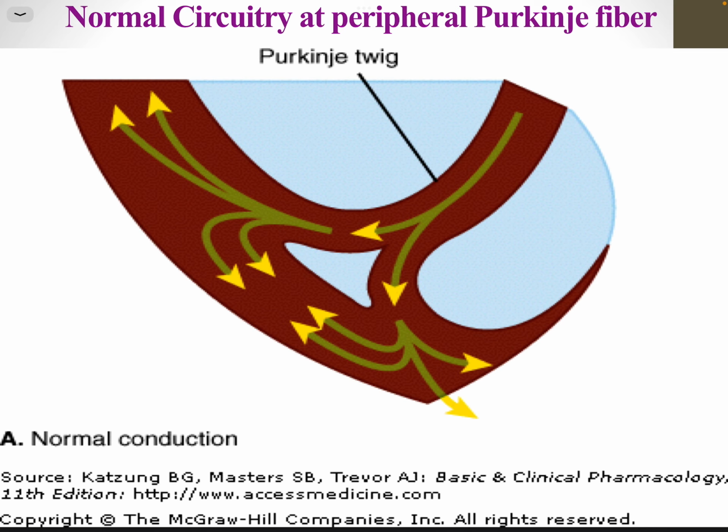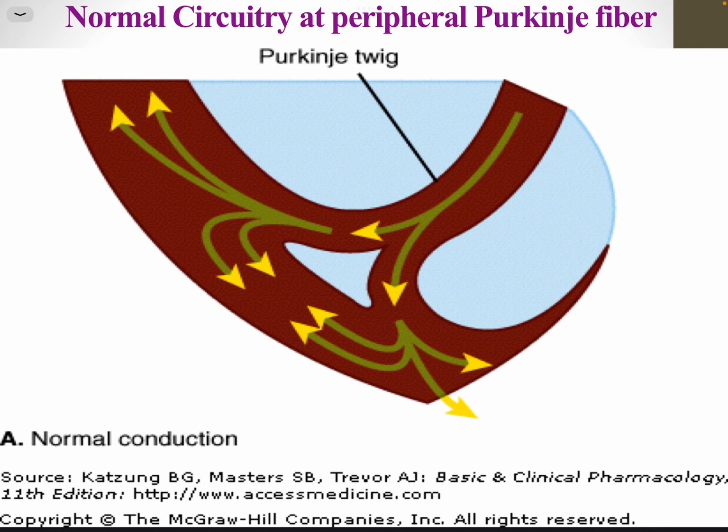Another thing we can have in the conduction, we talked about the AV node, is a condition called AVNRT, atrioventricular nodal re-entry tachycardia. Let's talk about re-entry first. What do we mean by re-entry?